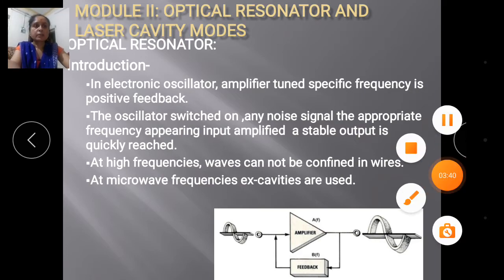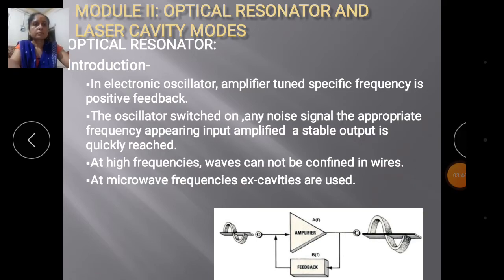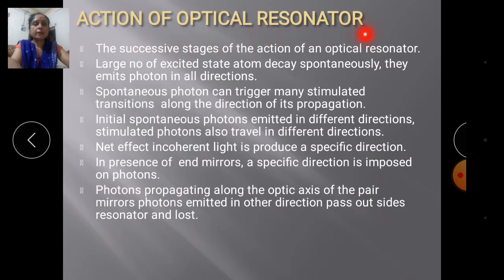So the next topic is the action of an optical resonator. In this resonator we get the successive stages of the action of an optical resonator in the active medium. In the ground state, the pumping mechanism produces a medium in a state of population inversion. In this way a large number of excited-state atoms decay spontaneously, and they emit photons in all directions.